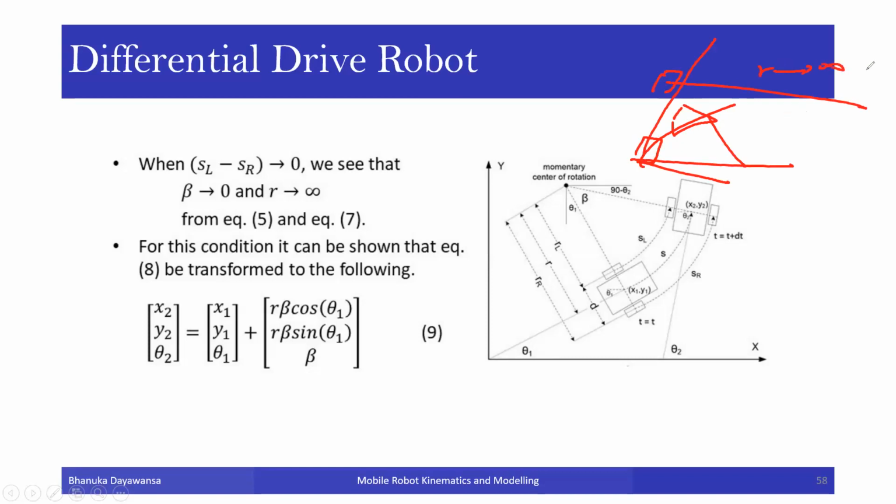In that case, you just have to go there and substitute and see what the expression means. When the robot is going on a straight line, there's no angle of curvature, so that becomes 0. The heading, theta 1 minus theta 2, is 0. Beta goes to 0 and r goes to infinity. And then you just have to substitute and get this form.